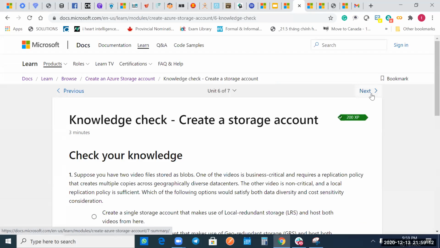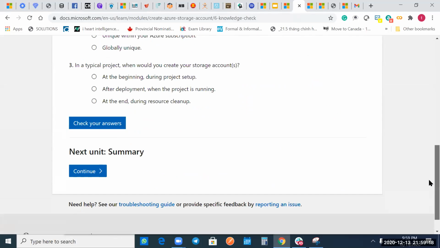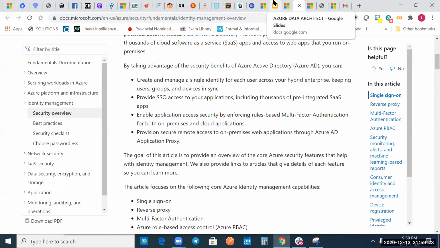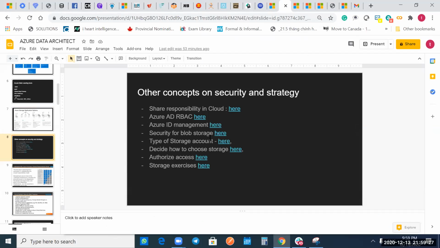Okay, so we went through the knowledge check already. Please remember to redo it again if you got the question wrong. So that's it for the storage account. For the rest of the time, let's go through the security module a little bit.